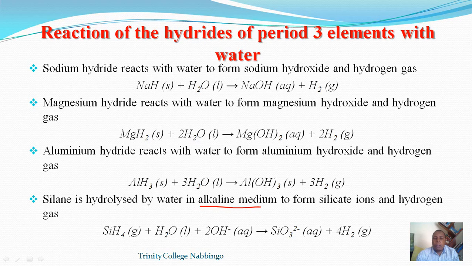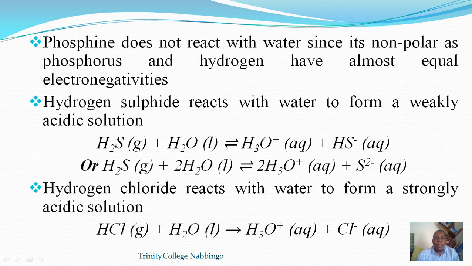Why is this so? The reason is silane is a symmetrical molecule which is tetrahedral with a bonding angle of around 109.5. So as a result of that, this reaction is difficult. So to facilitate the reaction to occur, we provide alkaline conditions. And then what happens? Silane reacts with water in alkaline medium to give us silicate ions and hydrogen gas.